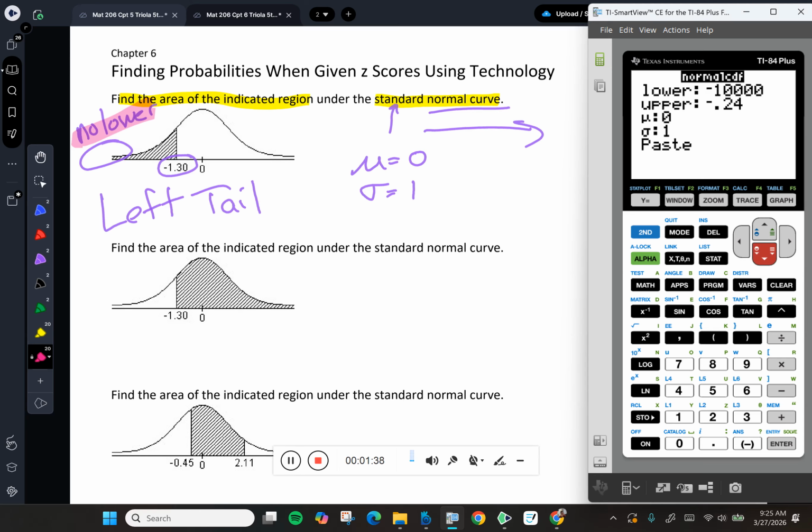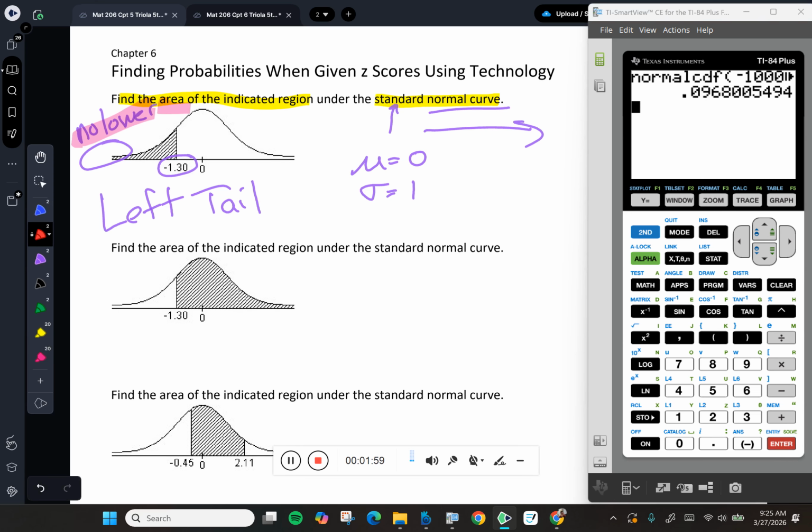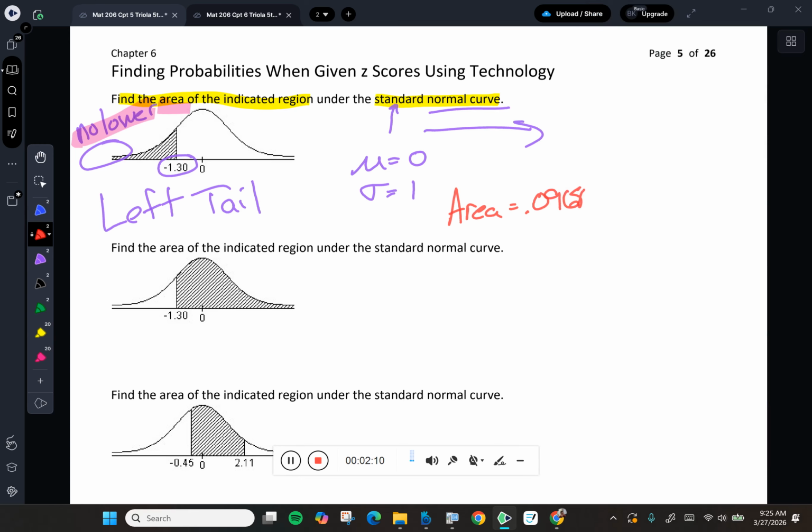That seems good enough for me. Now I'm going to put in the upper limit. Looks like the upper limit is negative 1.30. Then I'm going to put in, mean is 0, standard deviation is 1. Those are already good. I'll calculate it out, and I get that the area of that region is, almost always they're going to ask for it to 4 decimal places, 0.0968.